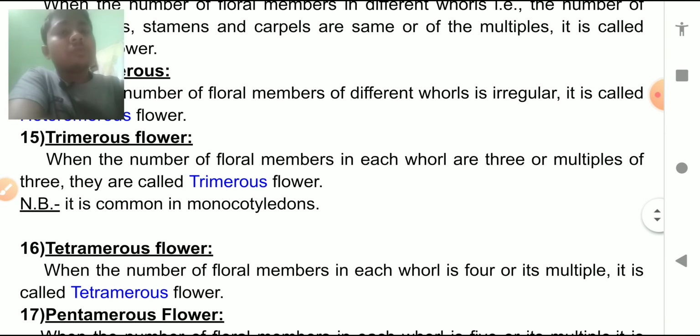Now next we talk about trimerous flower. Here we discuss trimerous, tetramerous and pentamerous flowers. It is also similar to isomerous flower. When the number of floral members in each whorl is 3 or a multiple of 3, then it is called a trimerous flower. It means when a flower bears 3 calyx members, and the corolla may be 3 or a multiple of 3. It can be 6, it can be 3, it can be 9, a multiple of 3.